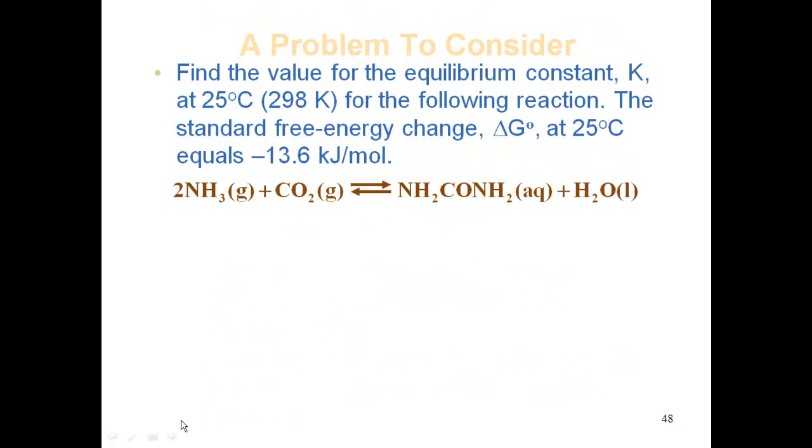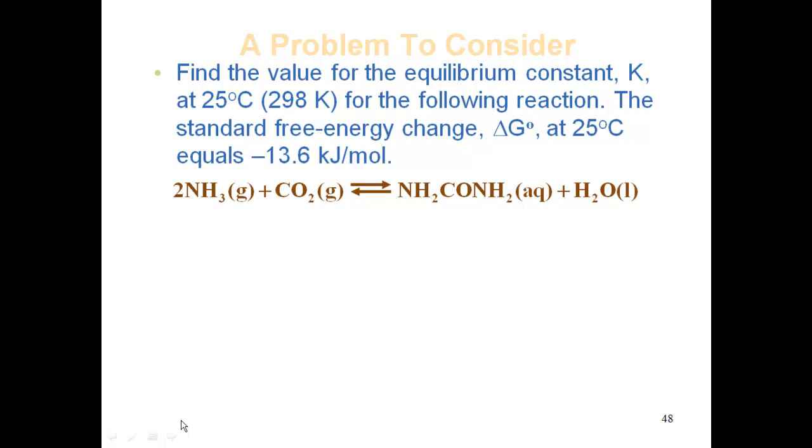Find the value of the equilibrium constant K at 25 degrees C for the following reaction. The standard free energy change, delta G, is equal to a negative 13.6 kilojoules per mole. So what we're doing here is we're trying to figure out K by using delta G. Now, this problem could be a lot more entailed than what I have written right here.